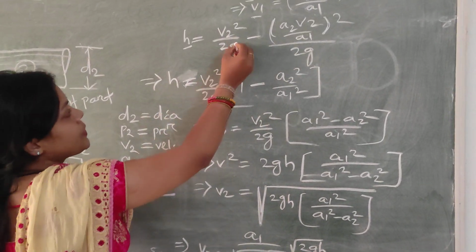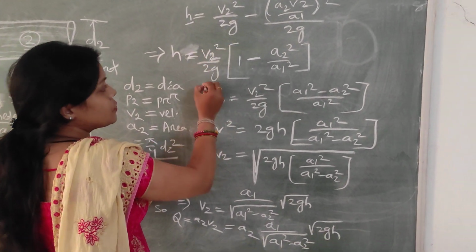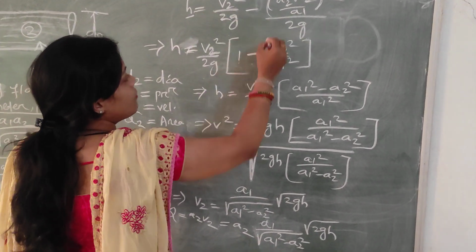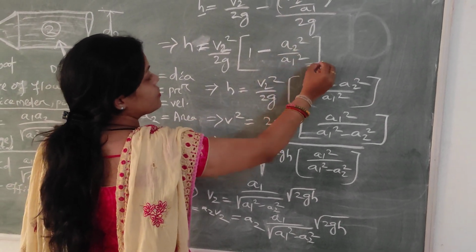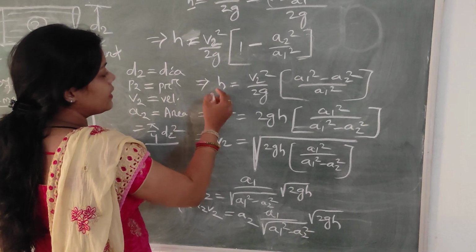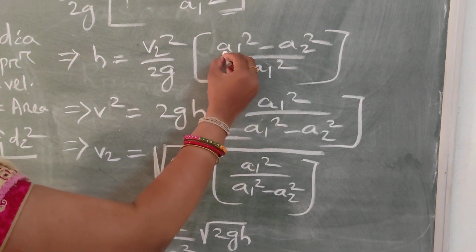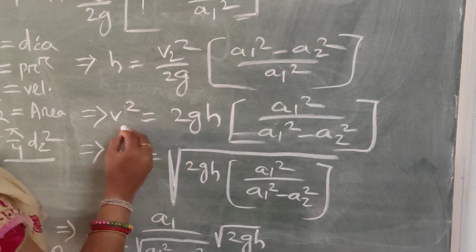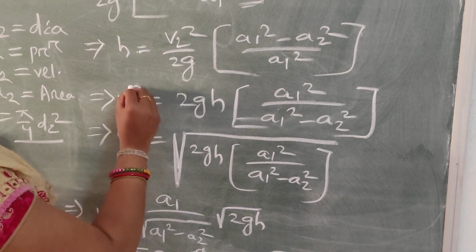So h equal to, if we take common V2 square by 2g, then 1 minus, after squaring it, A2 square by A1 square. So finally h equal to V2 square by 2g, A1 square minus A2 square. So finally we can put the value of V2 square.